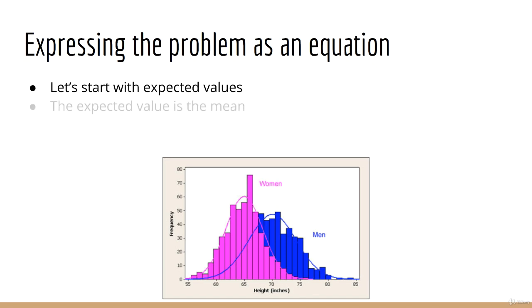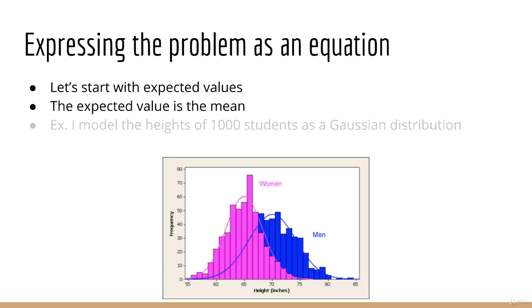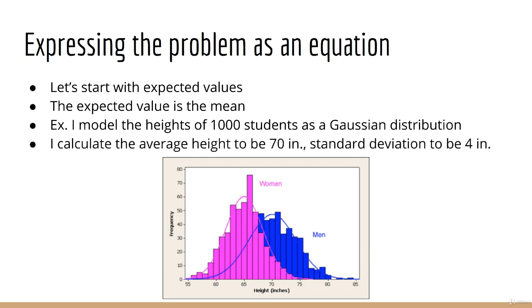To think about it simply, the expected value is just the mean. So for example, suppose I've measured the heights of 1,000 students, and I want to model this as a Gaussian distribution. I find that the average height is 70 inches, with a standard deviation of 4 inches. In this case, the mean of the distribution is 70, and thus the expected value is 70.